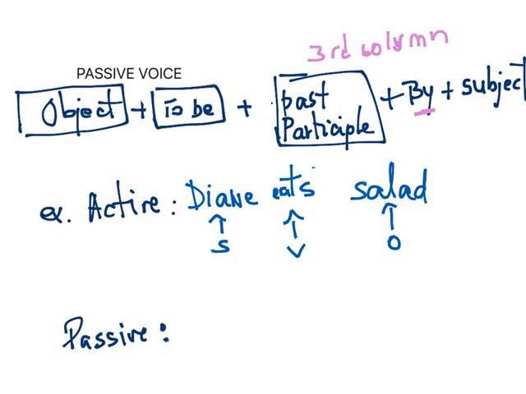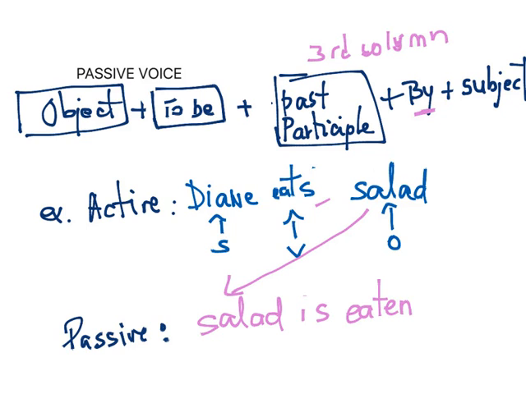In the following example, we have Diane, which is the subject, eats, which is the verb, salad, which is the object. If we want to turn this sentence into passive voice, we need to put the object in the front position, salad. We need then the verb to be in present simple, is. And then we need the past participle of the main verb, which is eat. It would be eaten, a salad is eaten. Then the particle by, and then Diane.